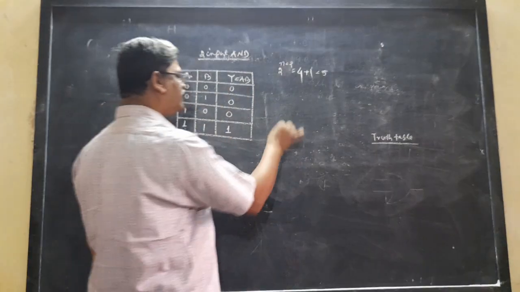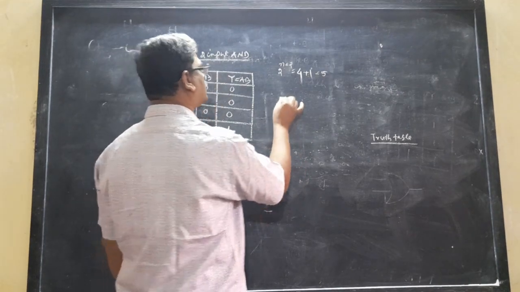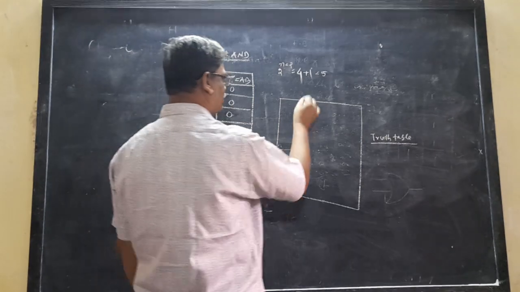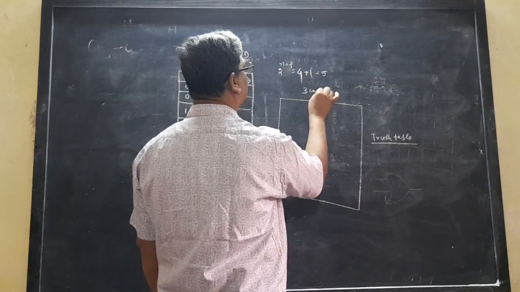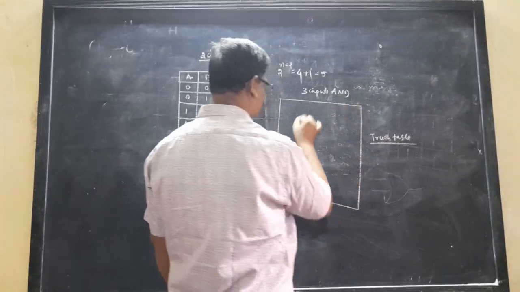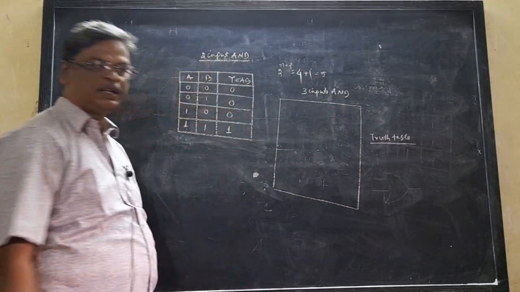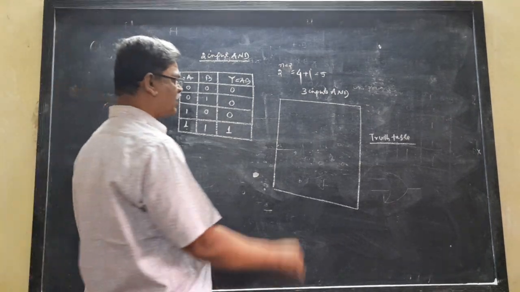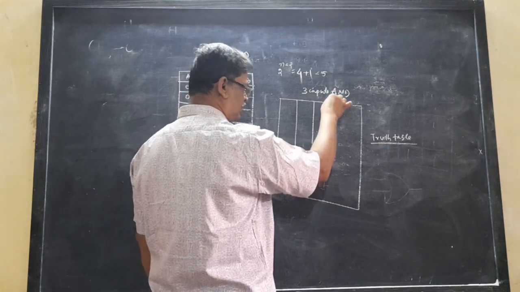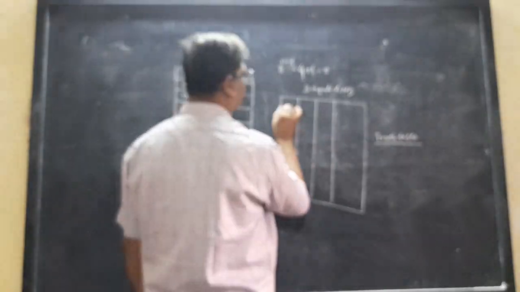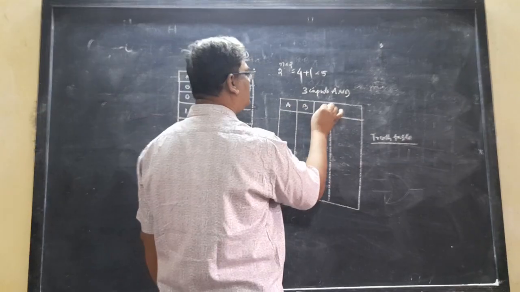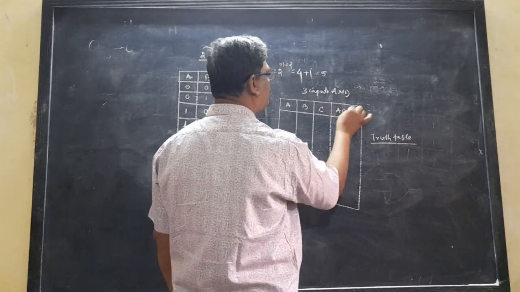Similarly, we can draw the truth table of 3 inputs. How can I draw the 3 input table? 3 inputs plus 1 output, so 4 columns: 1, 2, 3, then 4. In the first row, the heading: A B C, and the output.